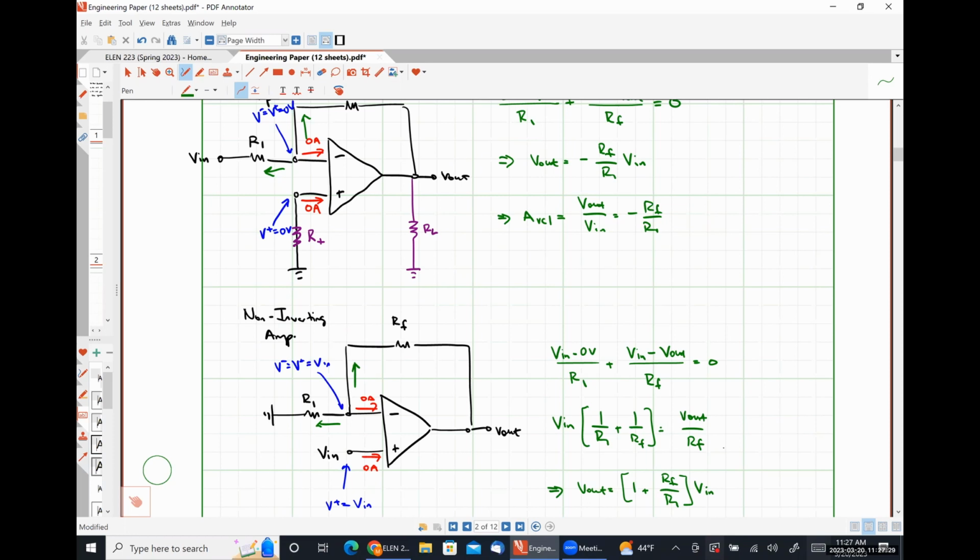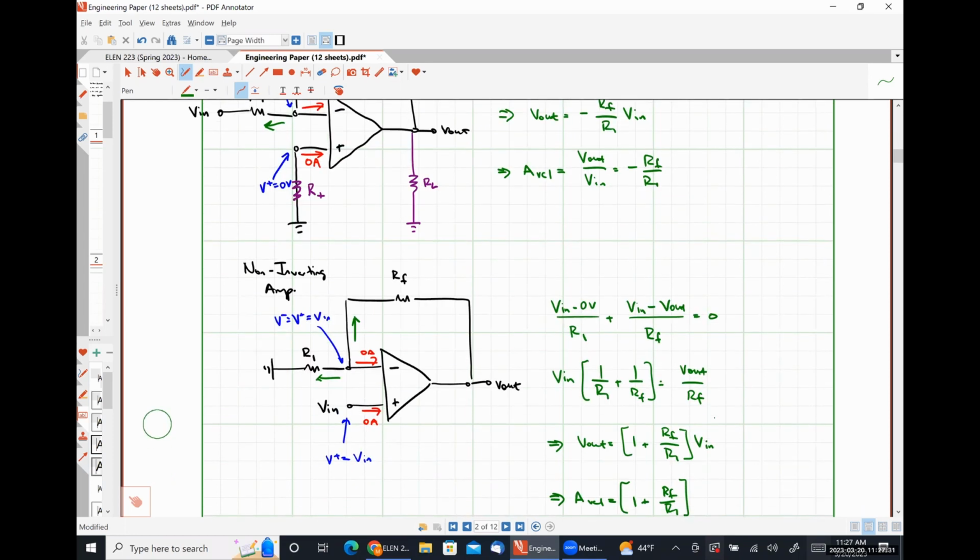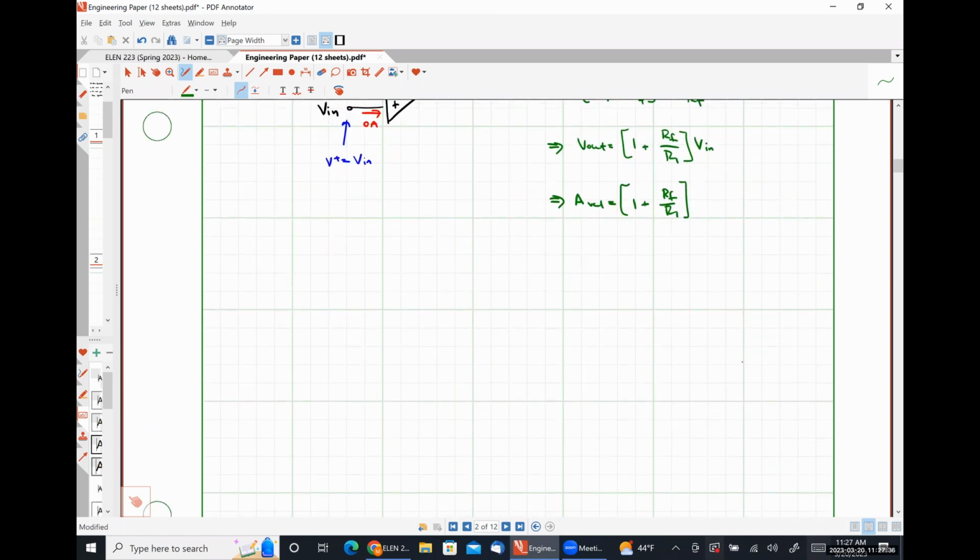Okay. So, all right, let's look now at the weighted inverting summer.